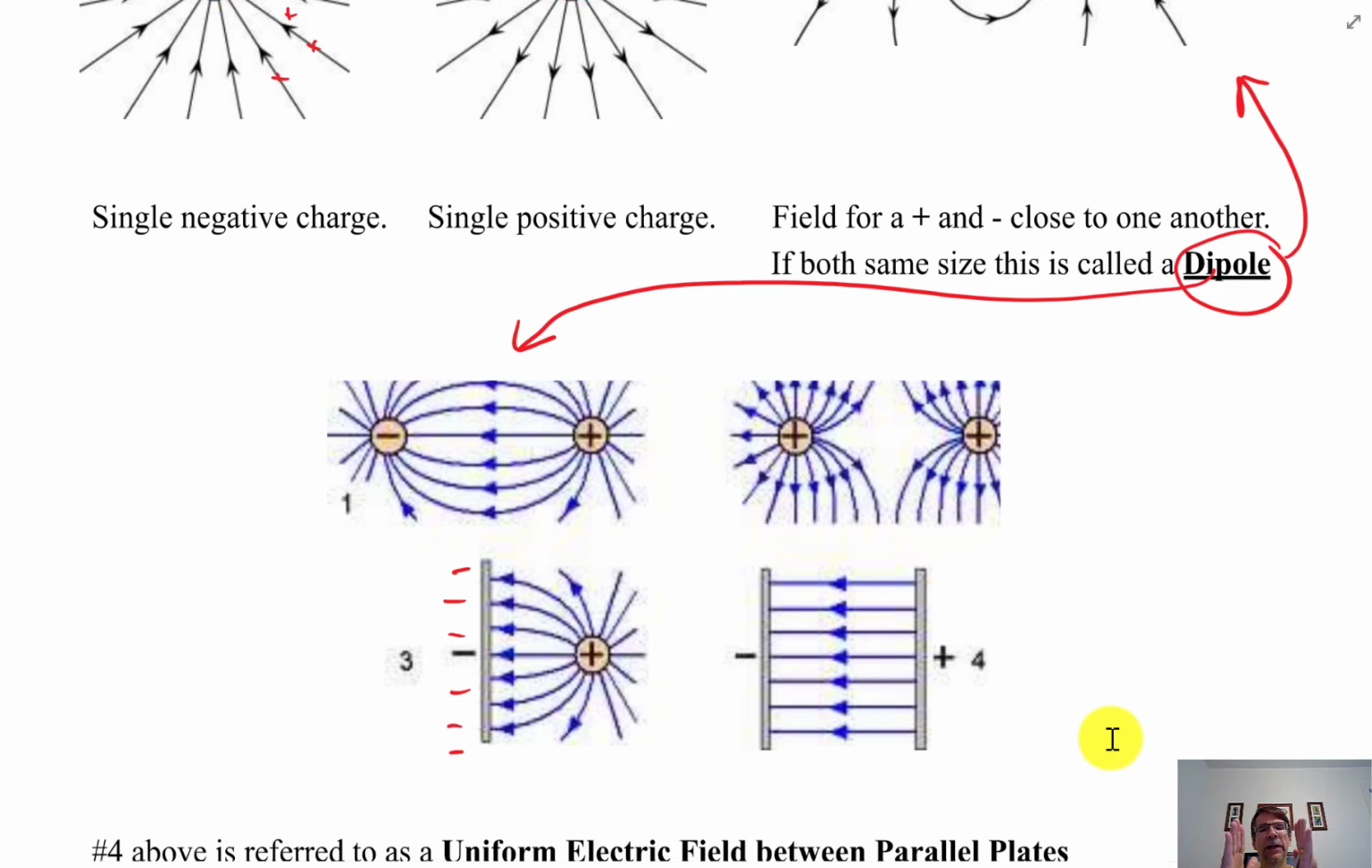Two rectangular plates facing each other, but metal. One side is missing electrons, so it's positive, spread out, and this one's negative. The electrons are spread out. And once again, the arrows always point towards the negative. This is a uniform field.